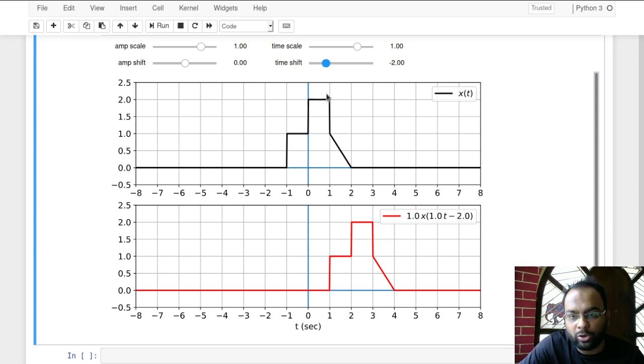So whatever happened to this original signal at t equal to minus 1 is now happening to the shifted signal at t equal to 1. Whatever happened to the original signal at t equal to 0 is now happening to the signal at t equal to 2. Whatever happened to the signal at t equal to 1 in the original signal is now happening at t equal to 3, because I have shifted the signal to the right by 2 seconds. So this is again quite easily understandable, right?